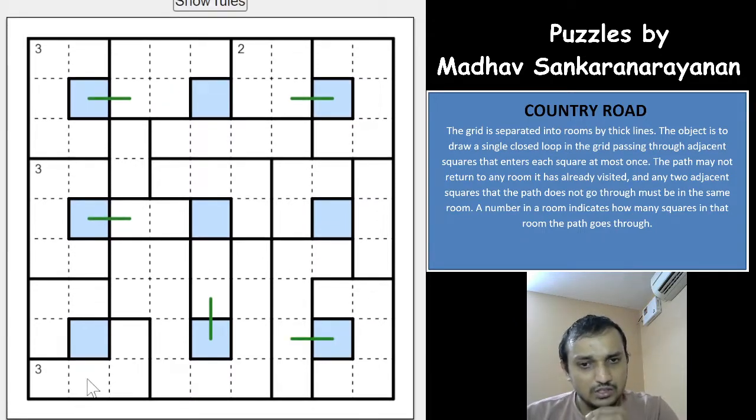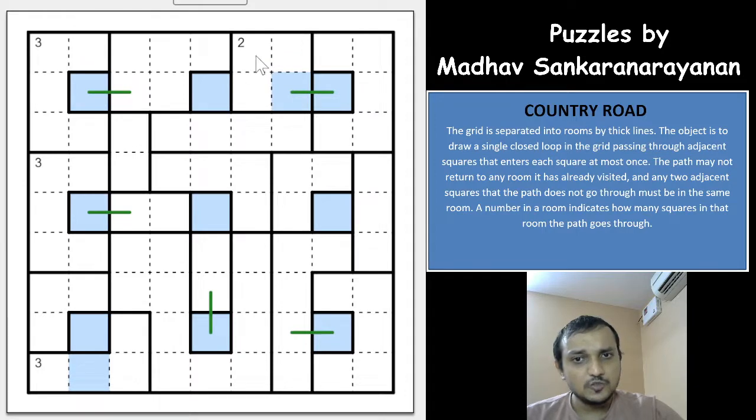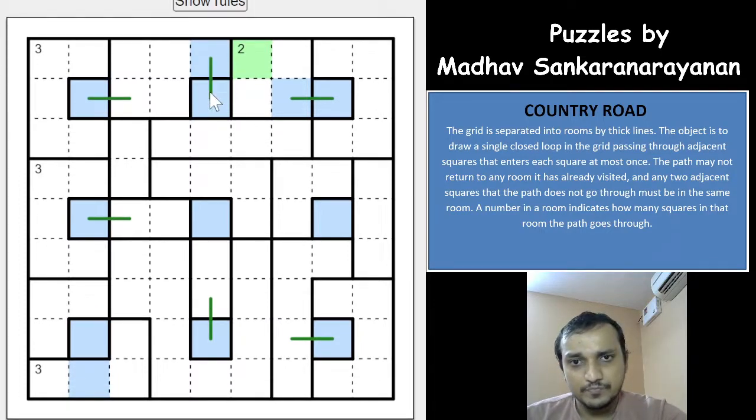Now this cell will have to be part of the loop, so I will mark that here. Okay, so this is part of the loop, which means this cannot be part of the loop, because we know that the loop has to pass through two cells at a stretch. So it will either be these two cells or these two cells. So this is not a cell that is used by the loop, which means this cell will be used by the loop. So now you can directly mark that line here.